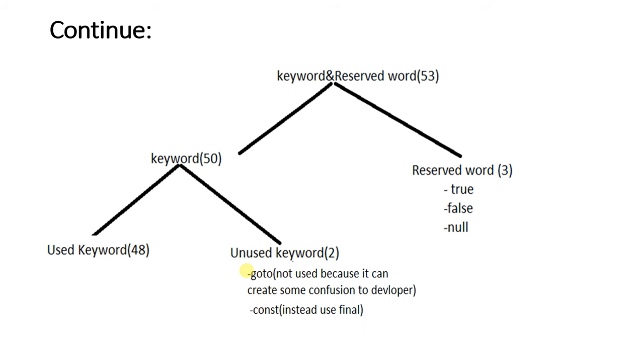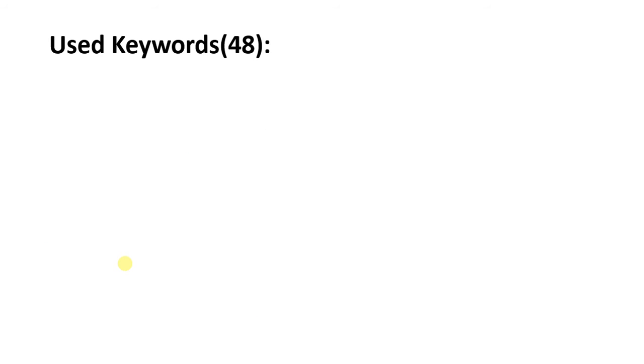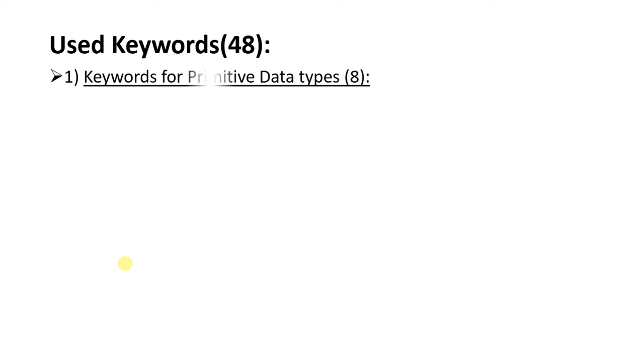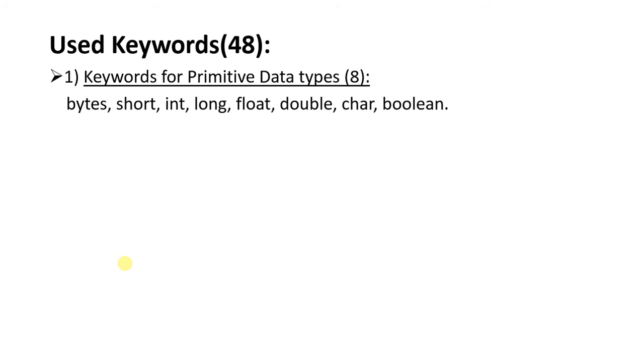So let's move to the very important topic, the used keywords, which we can continuously use in our programs. For used keywords, I made a simple seven-category structure. We can go one by one, which is very useful and understandable. First, keywords for primitive data types. A total of 8 keywords belong to this category: byte, short, int, long, float, double, char, boolean. These are the data types used in C, C++, and again in Java. This means 8 data types belong to primitive data types.